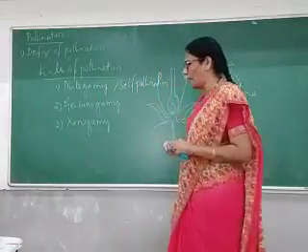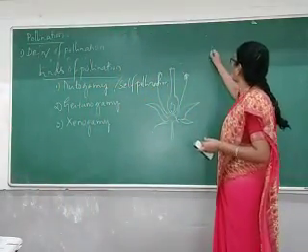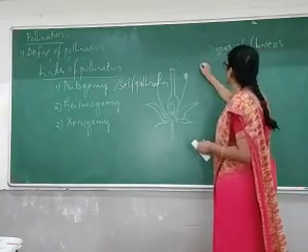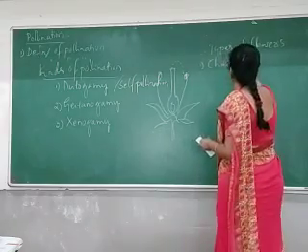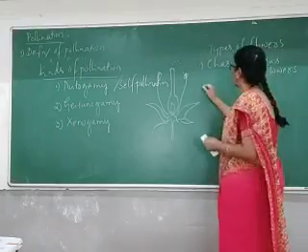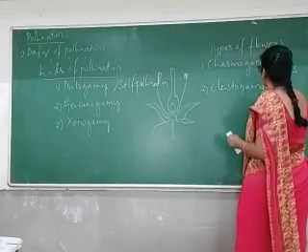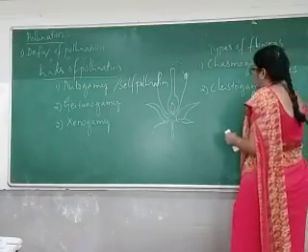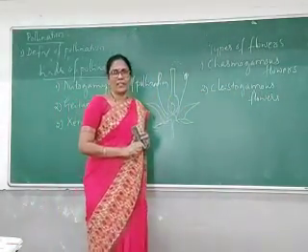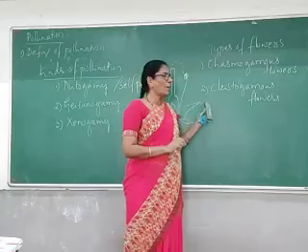What are those two types of flowers? One is chasmogamous flowers, and the second one is cleistogamous flowers. In some plants like Viola, Oxalis and Commelina, there are two types of flowers: chasmogamous flowers, and another type, cleistogamous flowers.